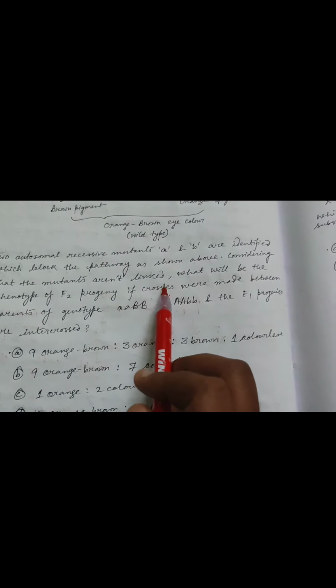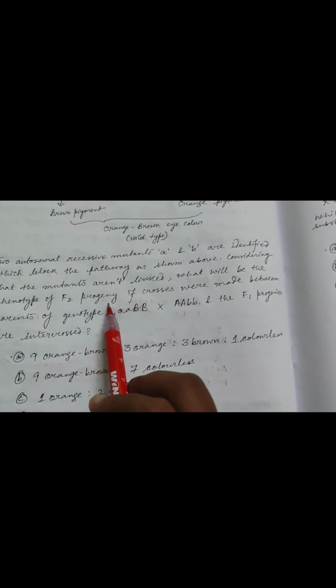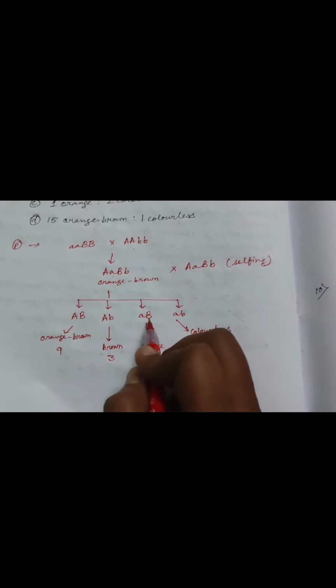as shown above. Considering that the mutants are not linked, what will be the phenotype of F2 progeny if crosses were made between the parents of genotype small a, capital B, and capital A, small b, and the F1 progenies are intercrossed? So, just do the cross here. When we cross these two, we get capital A, small a, capital B, small b. As both the capital A and capital B are present, they will show orange-brown color, and upon selfing, they will produce 4 types of gametes.